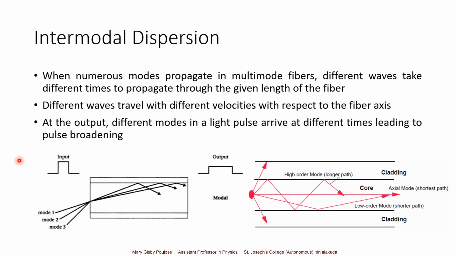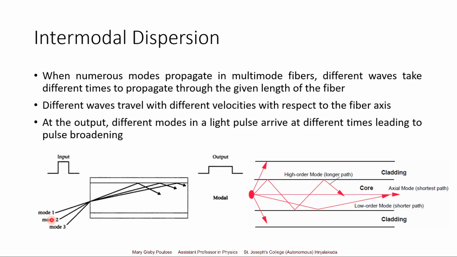Now there are three types of pulse dispersions. The first one is intermodal dispersion. When a number of modes are propagating in that fiber, for example, multimode fiber, the different modes will take different paths, and each of those waves will have different time to propagate through the given length of the fiber. That is, different waves travel with different velocities with respect to the fiber axis.